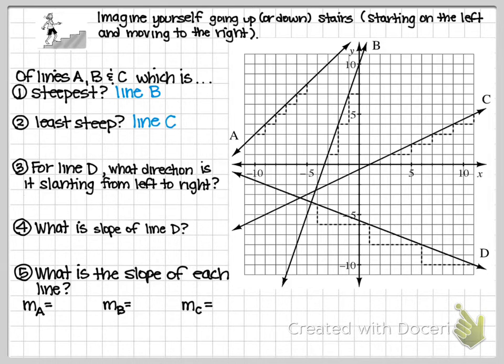So take a look at the right side like we did on the previous. Take a look at line D. You can also think about, if I was going from left to right on line D, would I be hiking up the mountain or hiking down the mountain? I think we'd be hiking down. Since we're hiking down, we would say that this would have a negative slope. Which way is it slanting from left to right? Well, it's slanting down. So what this is telling me is that I'm going to have a negative slope.